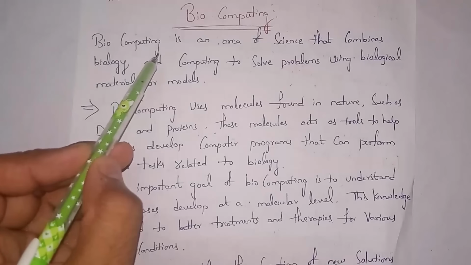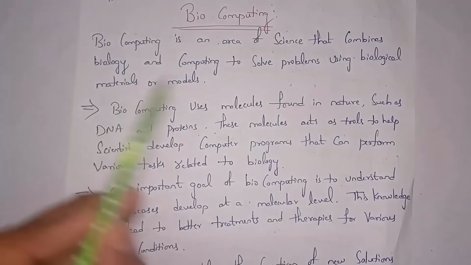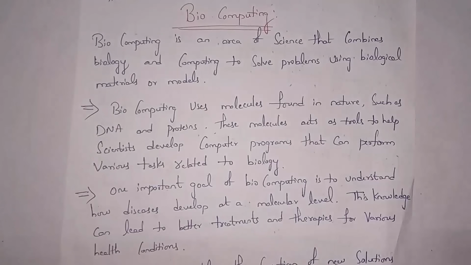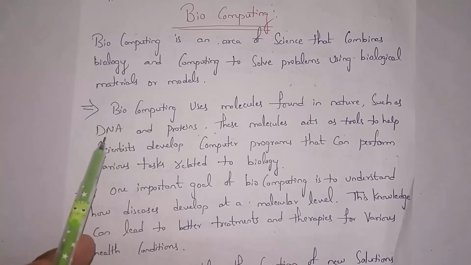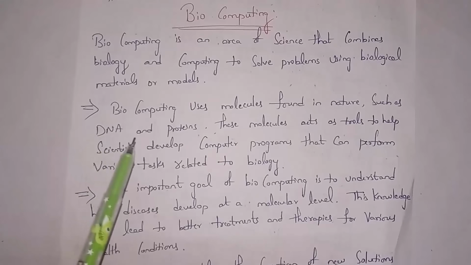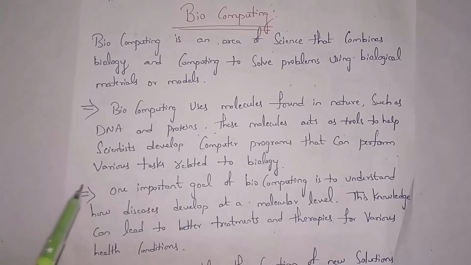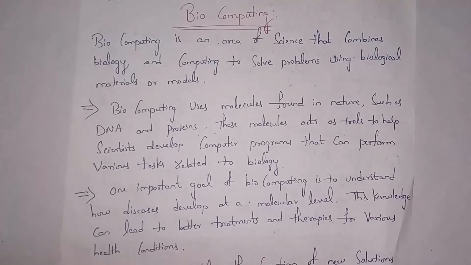Biocomputing is an area of science that combines biology and computing to solve problems using biological materials or models. Guys, we'll use computers in order to solve biological problems. Biocomputing uses molecules found in nature such as DNA and proteins. These molecules act as tools to help scientists develop computer programs that can perform various tasks related to biology. Guys, in nature there are some molecules. By using those molecules, software developers will write code in order to solve various kinds of operations related to biology.